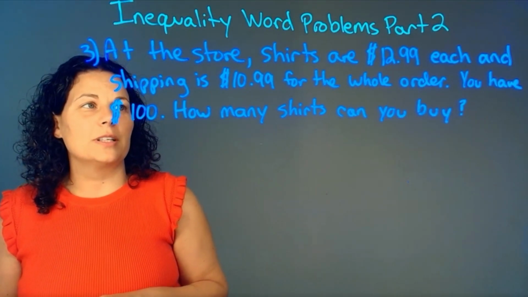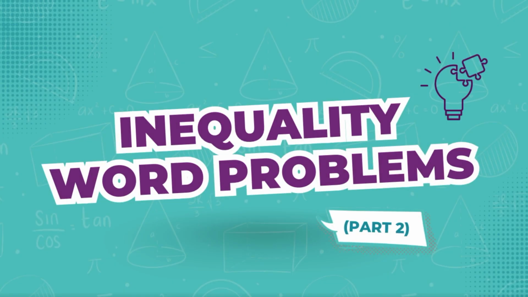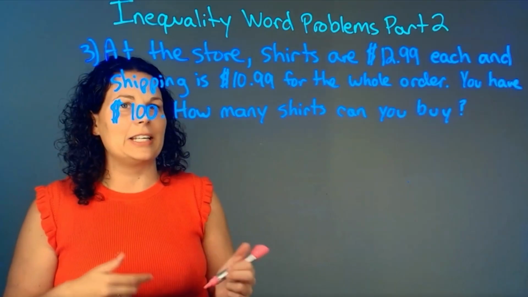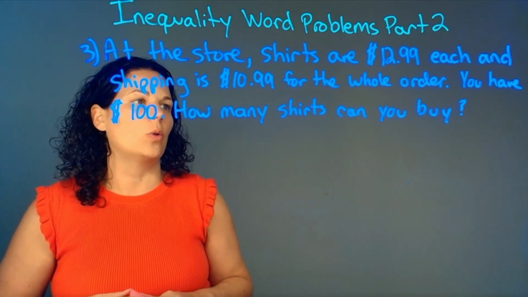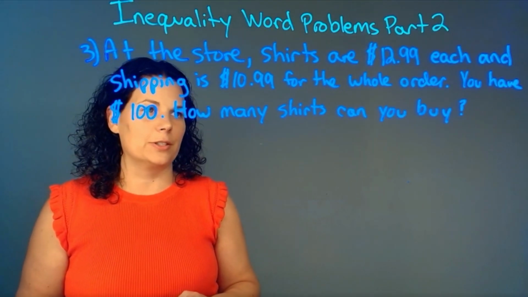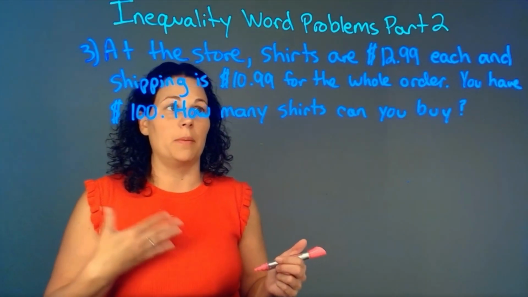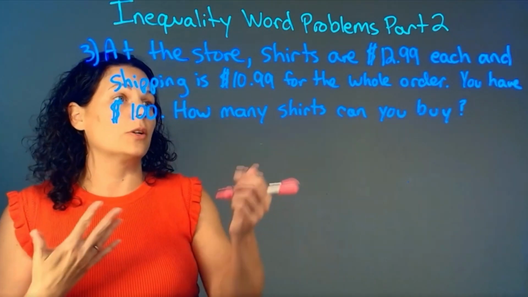In this video, we're going to continue talking about inequality word problems. At the store, shirts are $12.99 each and shipping is $10.99 for the whole order. You have $100. How many shirts can you buy? All right, let's set up this problem. Shirts are $12.99 each.